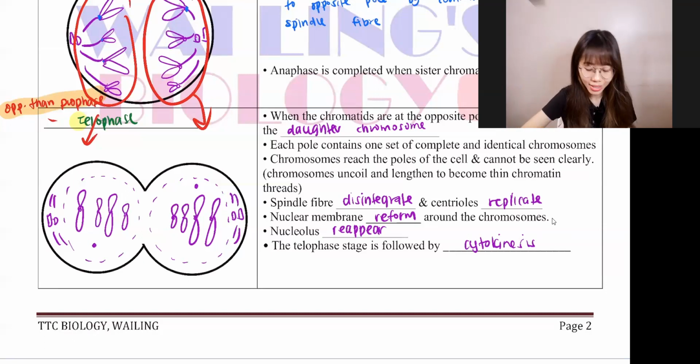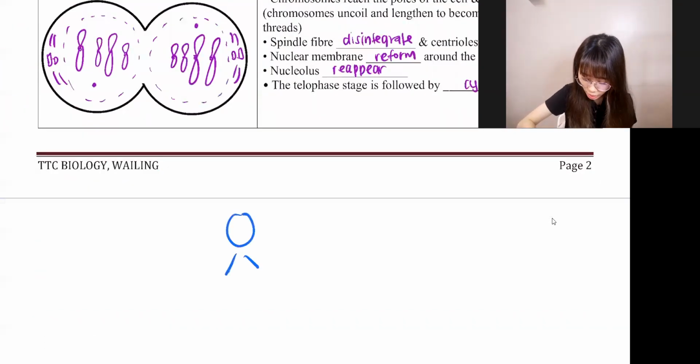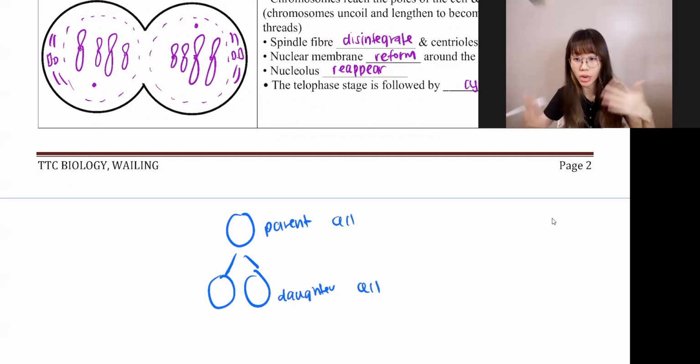So again, what is a daughter cell? What is a daughter chromosome? Daughter cell means one cell, let me write over here, one cell will form into two cells. This is the parent cell. This is the daughter cell. Okay, we call this the daughter cell. So 1 into 2, this is normal mitosis. 1 into 2, 2 to 4, 4 to 8, we call them daughter cells.